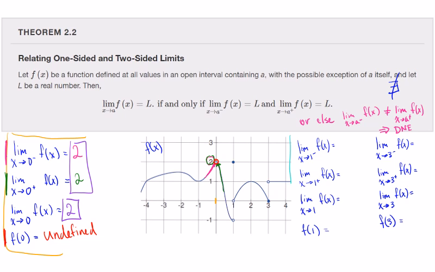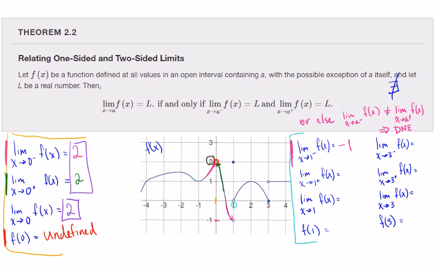So let's look at this one. Okay, so now we're looking at where x approaches 1. Okay, and so let's start on the left. So as x approaches 1 from the left, I'm following this function, this graph, and as I get closer and closer to 1, it looks like my output is getting closer and closer to -1. So this will be -1 here.